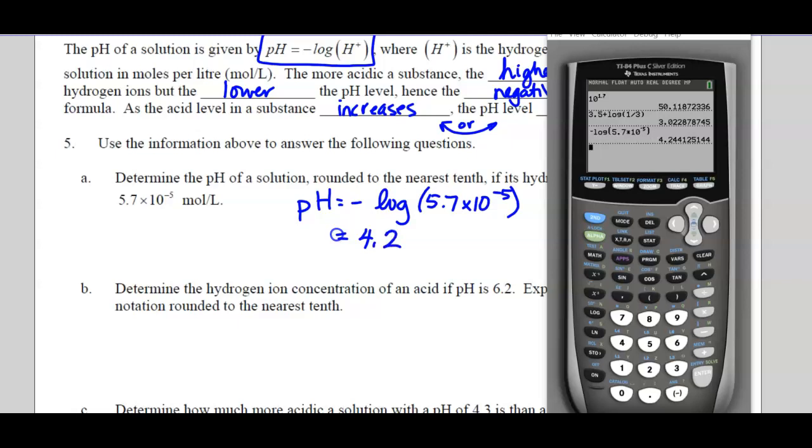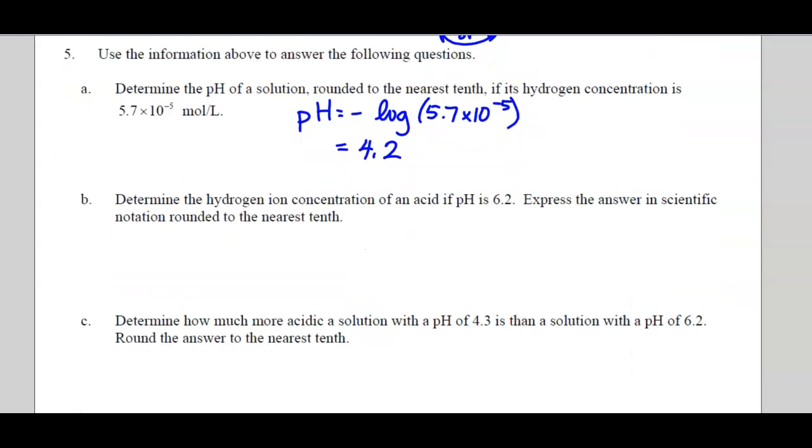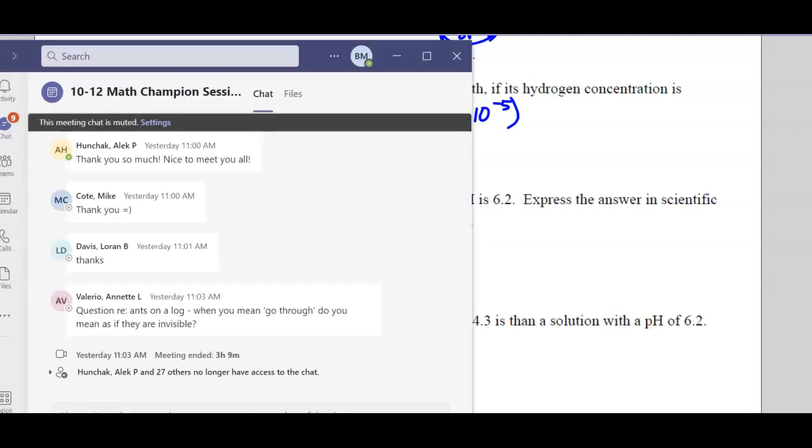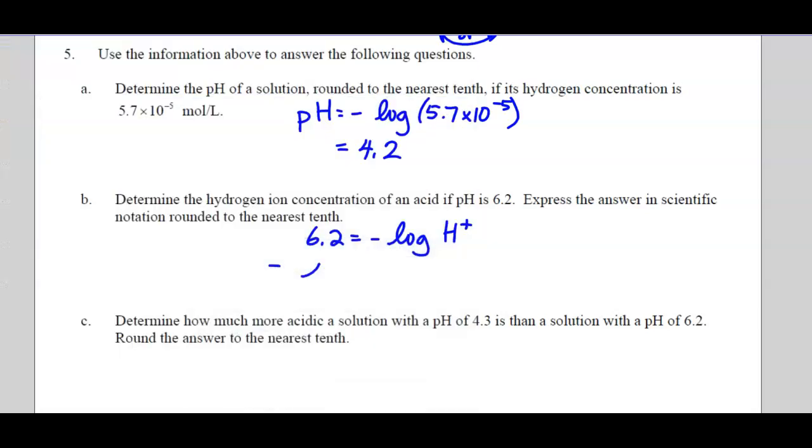Nearest 10, 4.2. Okay, then now we know the pH and we have to get the concentration. So just be careful, you've got a negative in front. So I'm going to bring the negative to the left. I just said nearest 10, so don't worry about significant digits.